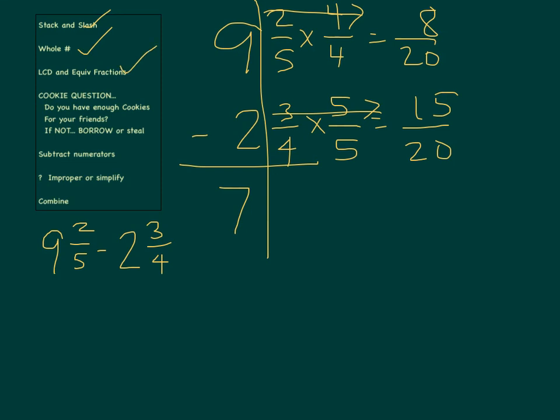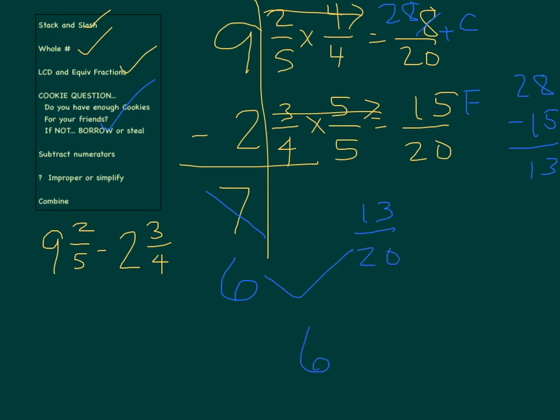Now for the cookie question. I have 8 cookies and 15 friends. That's not enough, so I need to go beg, borrow, or steal, and I'm taking a whole bag of cookies. I had 8 cookies. I got 20 more, so 8 plus 20 is now 28 cookies. So I took a whole bag of cookies, and 28 minus 15 leaves me with 13 over 20. Combine those together, and you have your final answer.